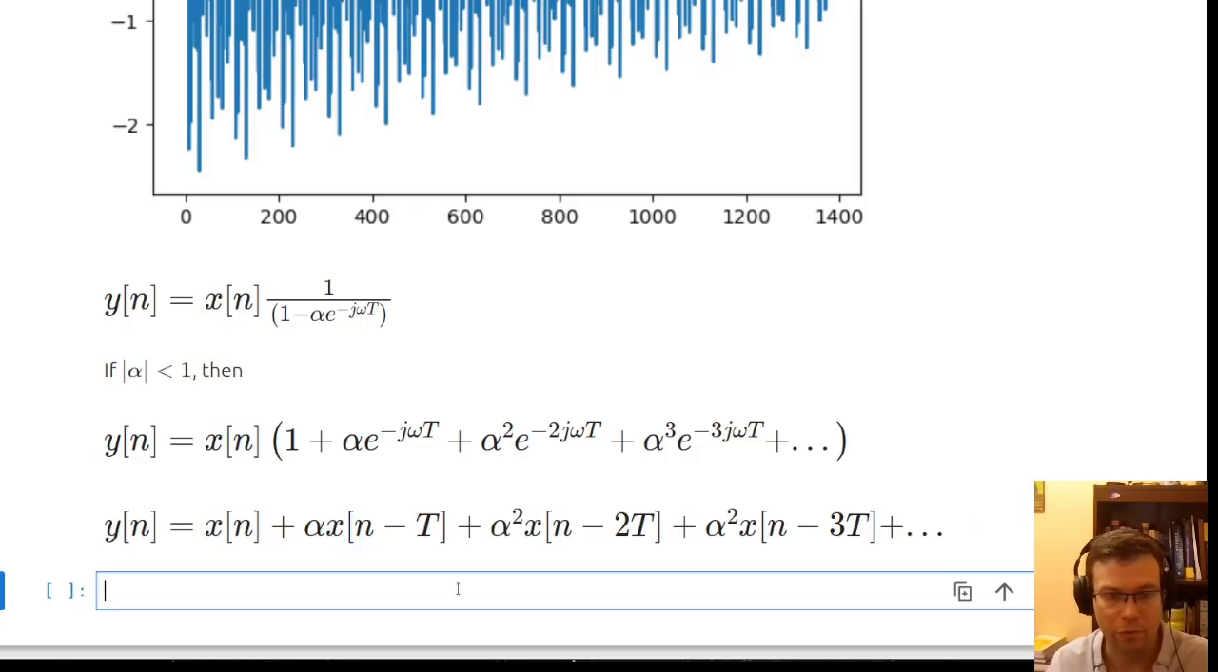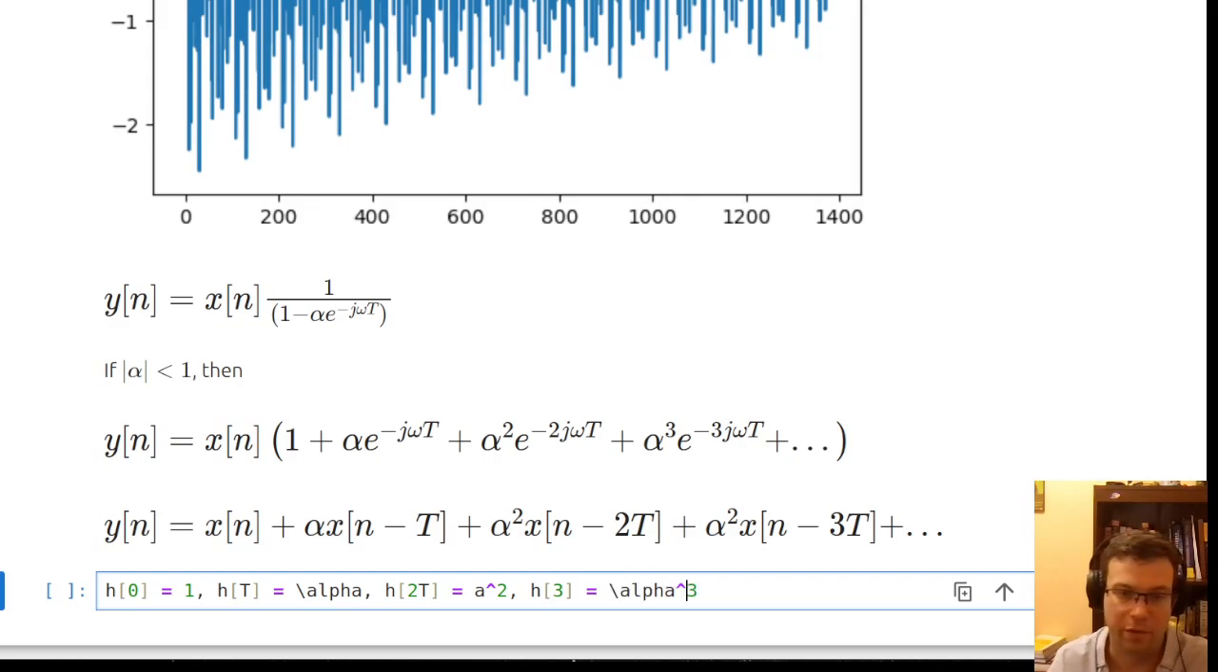So now it's a little bit clearer to see what the impulse response would be. The impulse response would just be h of 0 is equal to 1, h of t is equal to alpha, h of 2t is equal to alpha squared, h of 3t is equal to alpha cubed, etc. So now this is how you'd write the impulse response.